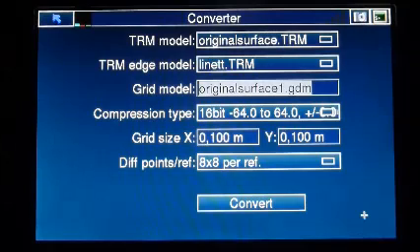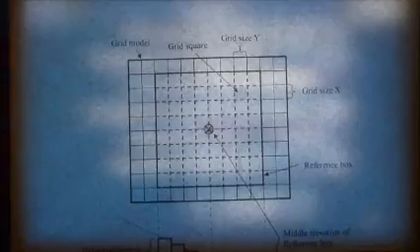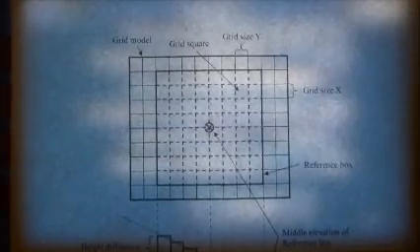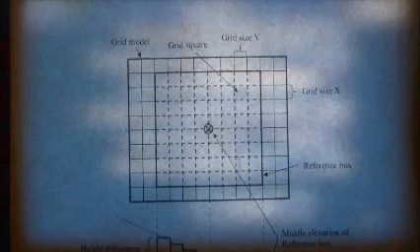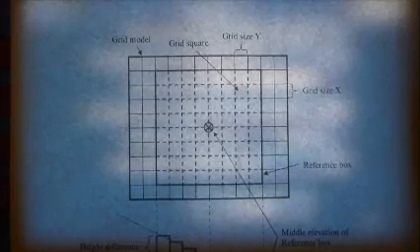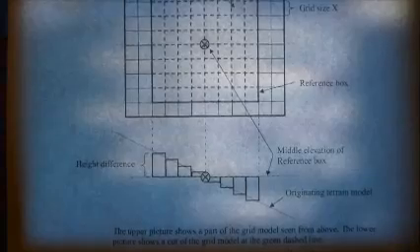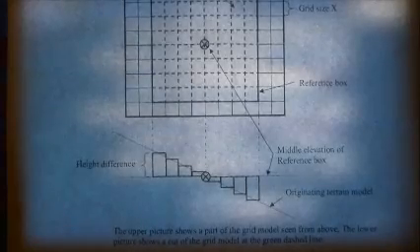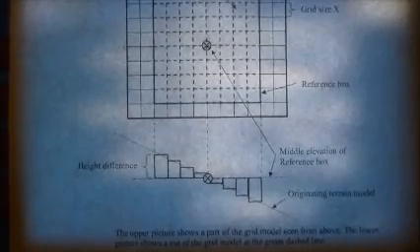And when it comes to compression type, grid size and diff point reference, the manual says that you have to do a setup for it. So you select how big the different grid squares are supposed to be, and also how big the reference box is supposed to be. In the center you have a reference point, and that is the reference point where the whole box will be related to.